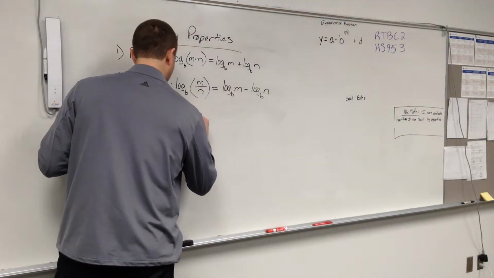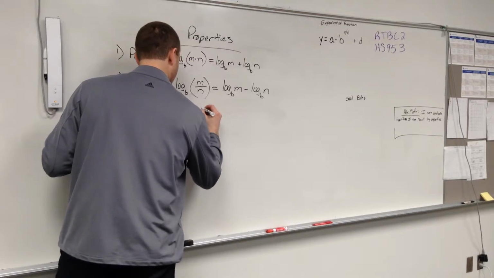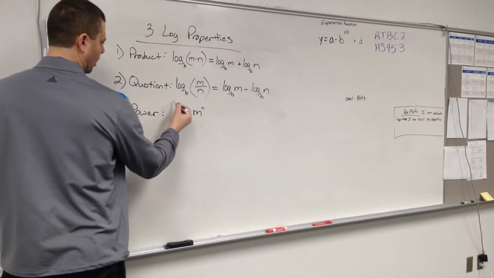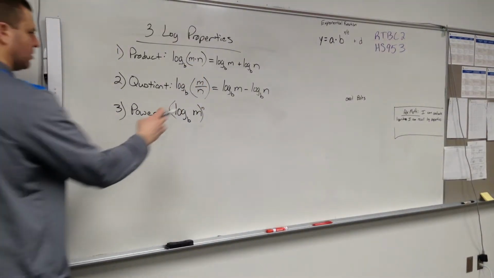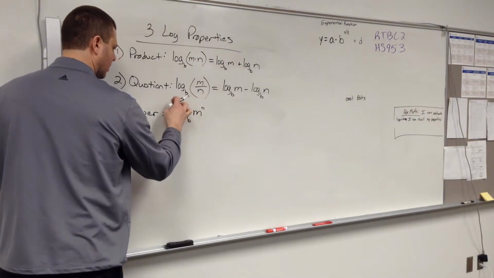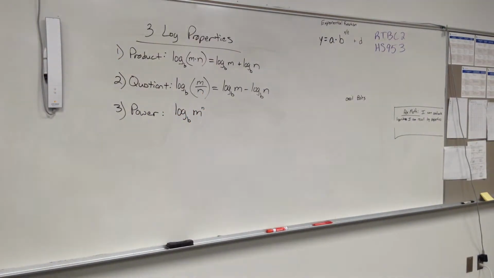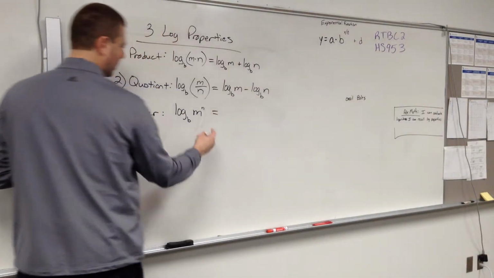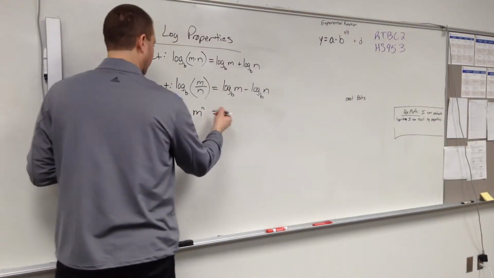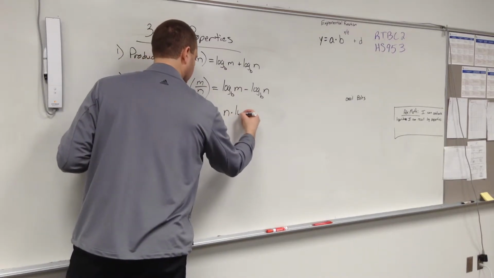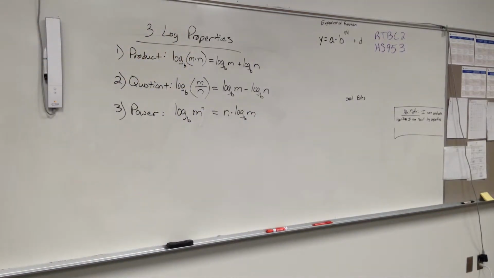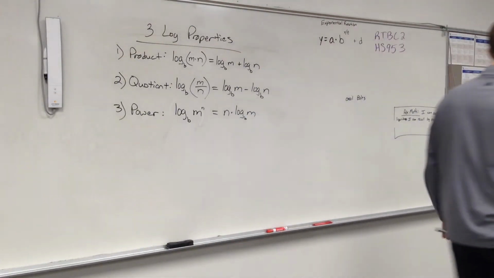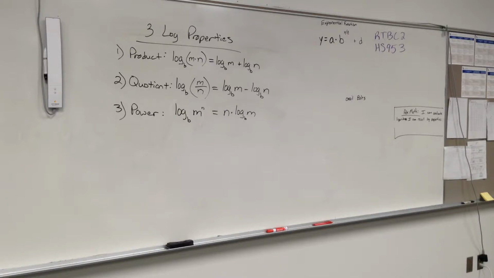So if I have a logarithm that's raised to a power, sometimes you'll see parentheses on there, sometimes you will not, it does not matter in this case. You can take that power and bring it all the way out to the front, and then just multiply the two things together. So that is your power property. So product, quotient, power.